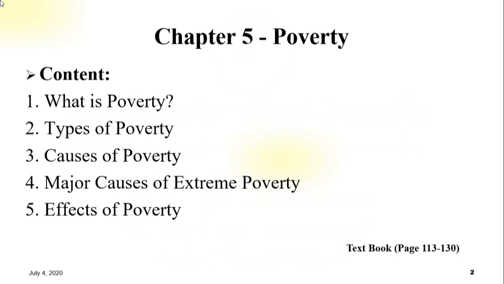Chapter 5 here is poverty. In chapter 5, I take from the textbook on pages 113 to 130, in Unit 1 and Unit 2. But I raised only 5 points. Content number 1, what is poverty? Number 2, types of poverty. Number 3, causes of poverty. Number 4, major causes of extreme poverty. And the last one, effects of poverty. All these points are in the textbook on pages 113 to 130.